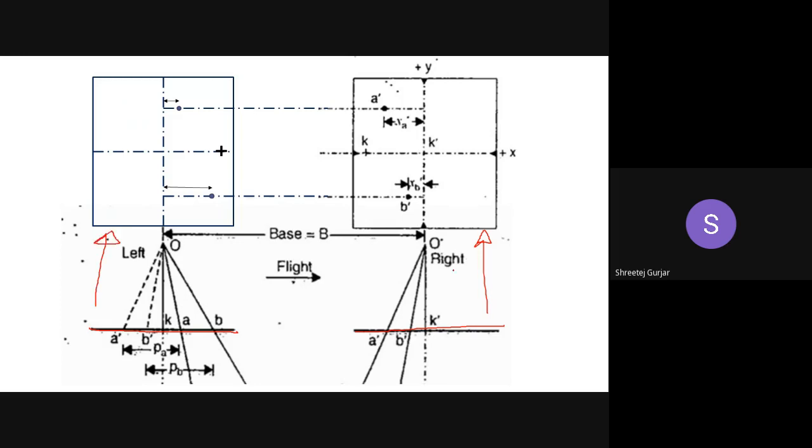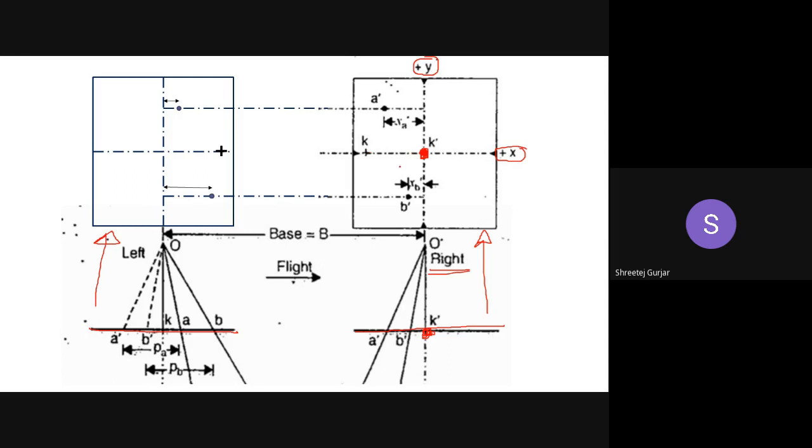Coming to the right photograph first, because the left hand side is a bit confusing. We shall understand the right photograph first and then go to the left hand side. So the principal point K dash is over here, the principal point or the center of the photograph. This particular axis we will call the y axis, and this is your x axis.